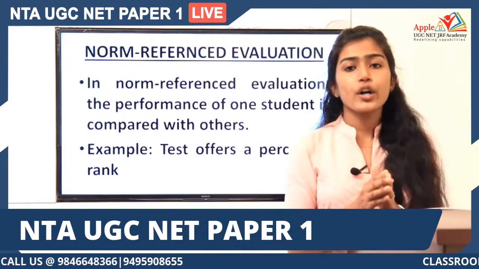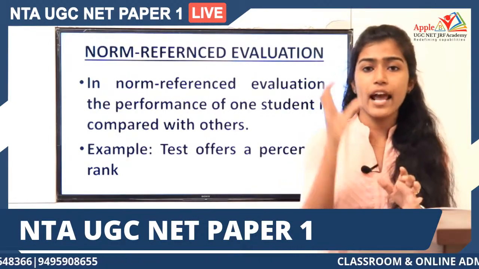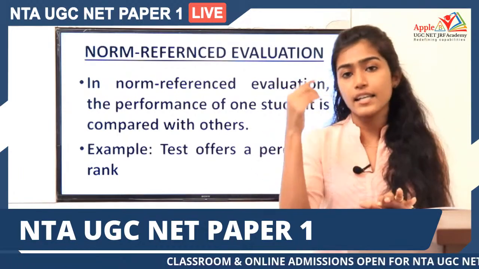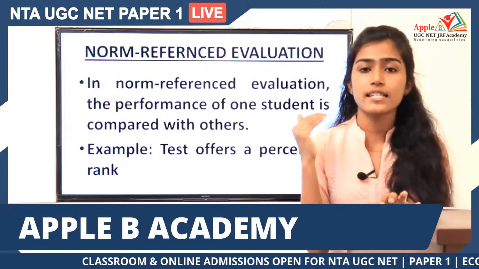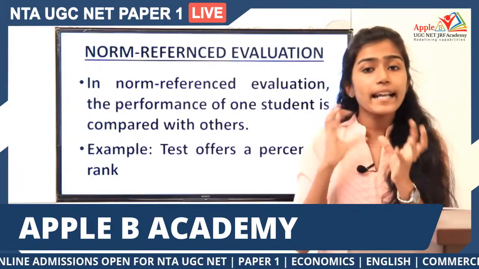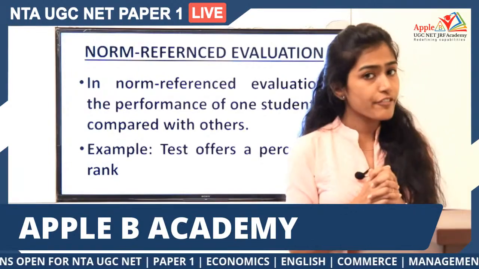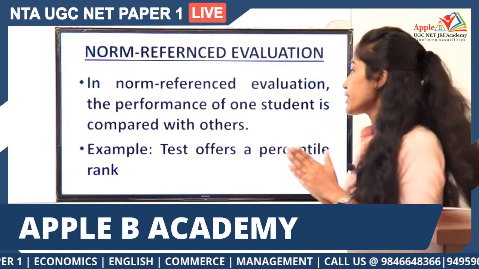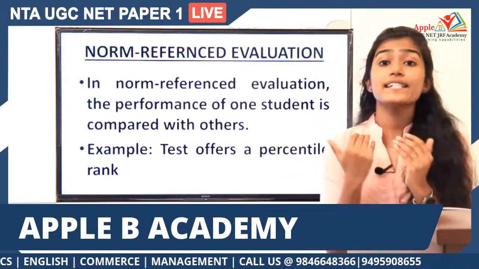So if you have a class of 50 and if you are ranking them from 1 to 50, A has scored the first place, B has scored the second position. He's having the second position in the class. So in that case, you are comparing the students on the basis of their performance. So that is norm-referenced evaluation. The best example for this is a test offering percentile rank.